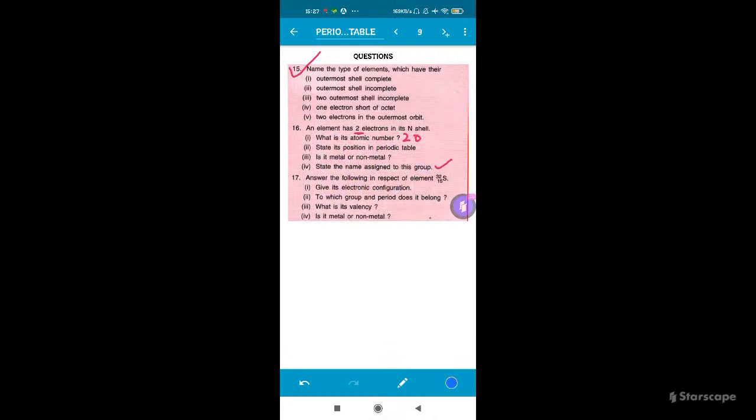Answer the following in respect to the element sulfur-32, with 16 as the atomic number. That means it is sulfur. It has been already given here. Give its electronic configuration. So sulfur, 16 is the atomic number and 32 is the mass number. So atomic number is the thing which you have to use for its electronic configuration. So 16, let's see. 2, 8, 6, this is the electronic configuration.